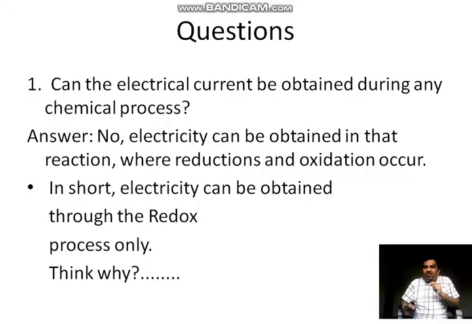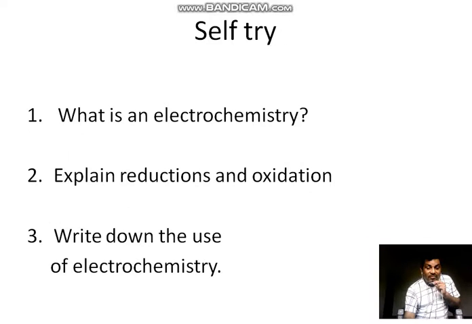Only those processes in which reduction or oxidation or both are involved give electricity. In short, we can say that through the redox process only we can produce electricity. Think why? Okay, now try it yourself.